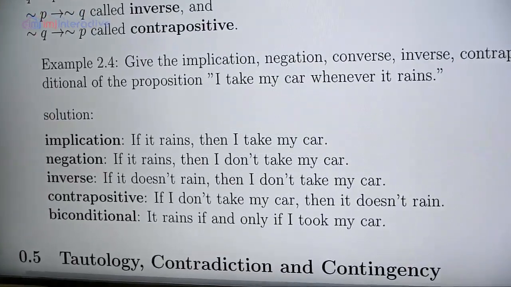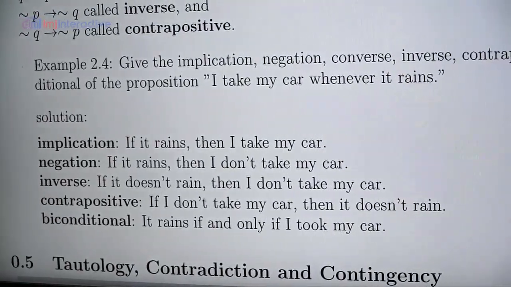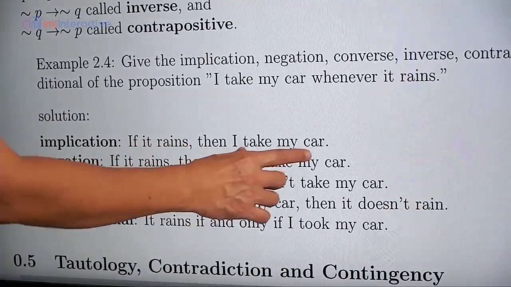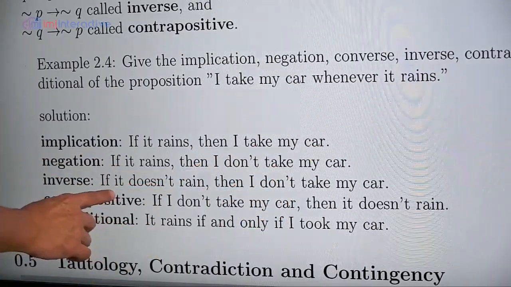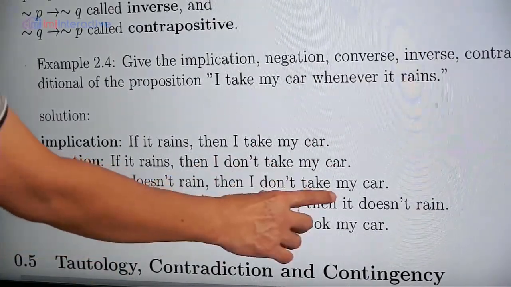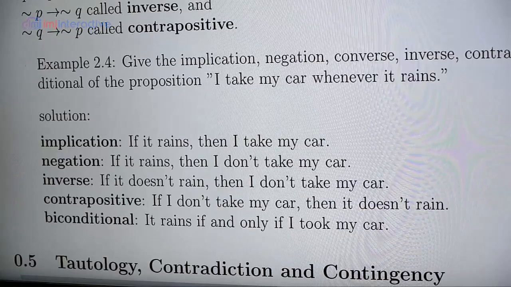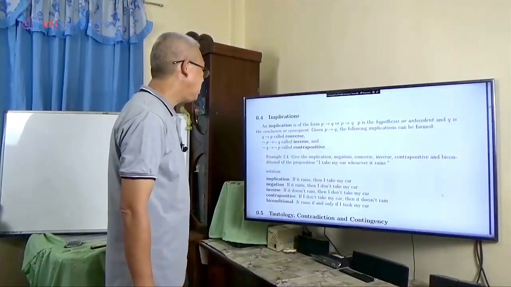What's the inverse? The inverse is formed by getting the negation of the hypothesis and the negation of the conclusion. So, if it doesn't rain, then I do not take my car. That's the inverse. Now, what's the contrapositive?